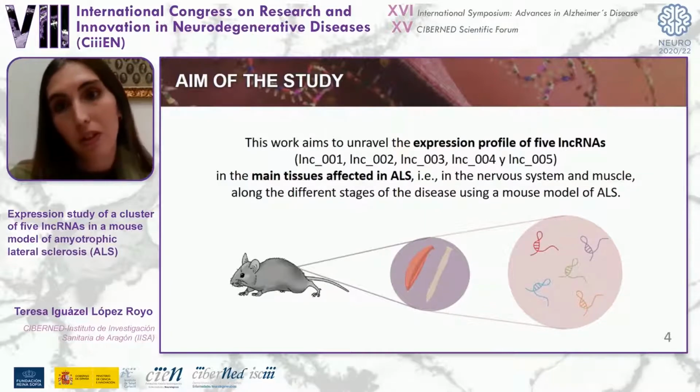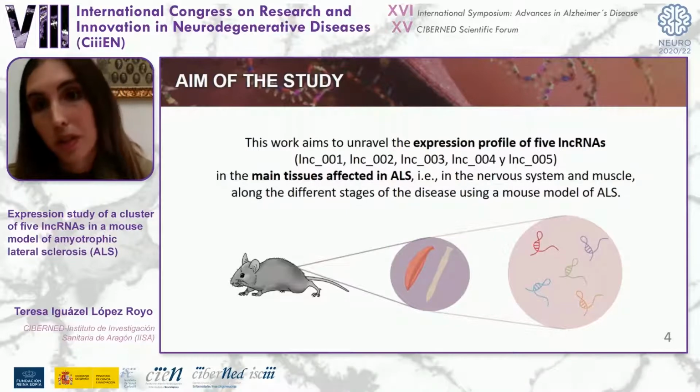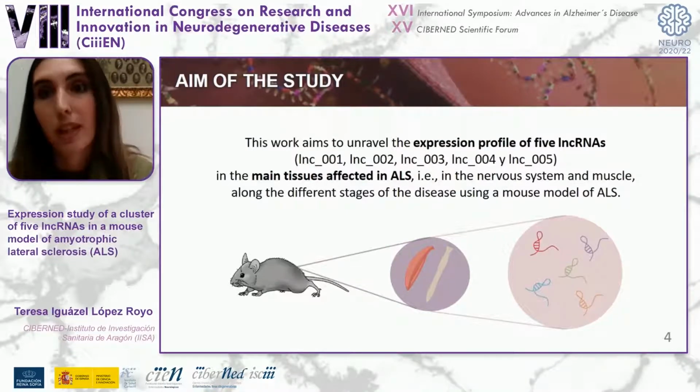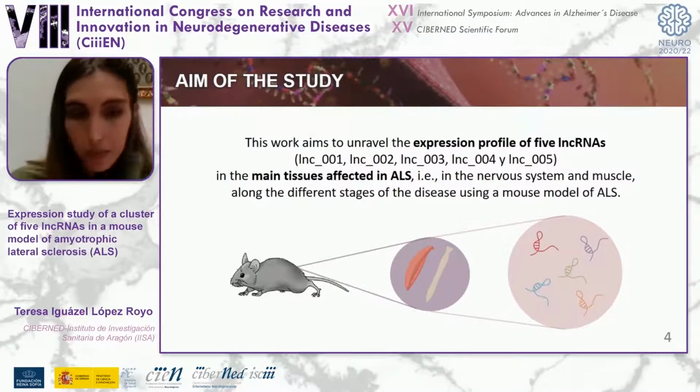So, with this background, we set the aim of this study, that is to unravel the expression profile of 5 non-encoding RNAs in the main tissues affected in ALS. That is to say, the nervous system, particularly the spinal cord, and muscle, where specifically we will look at the quadriceps, along the different stages of the disease using a mouse model of ALS.